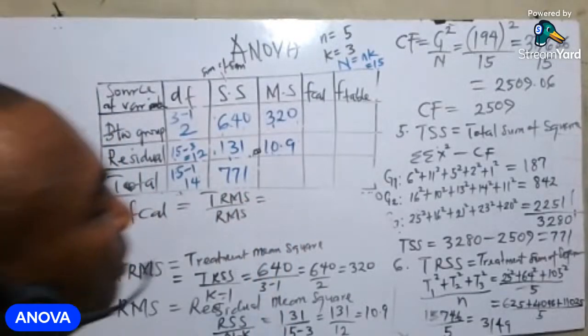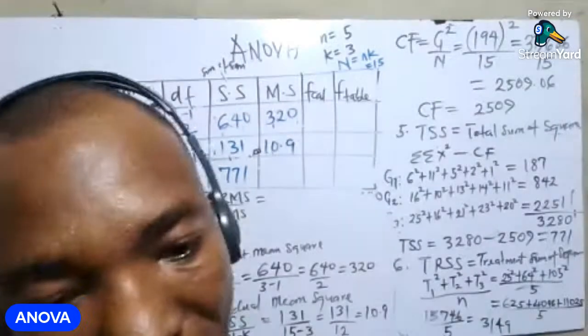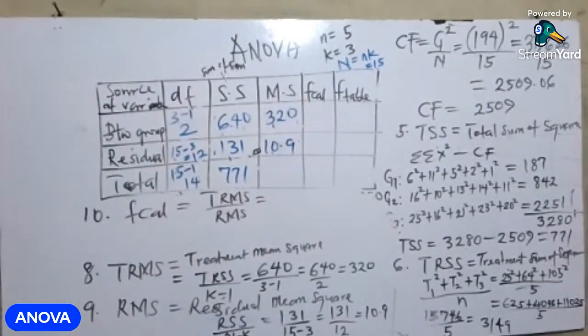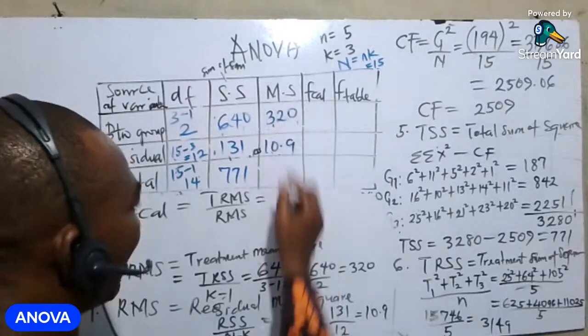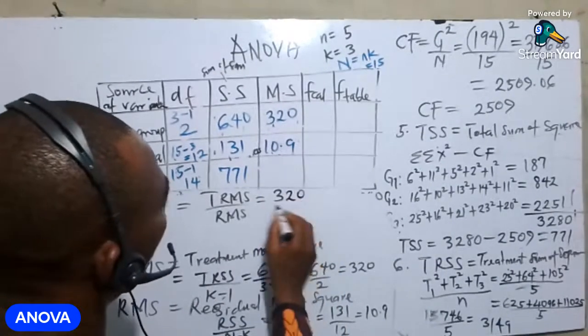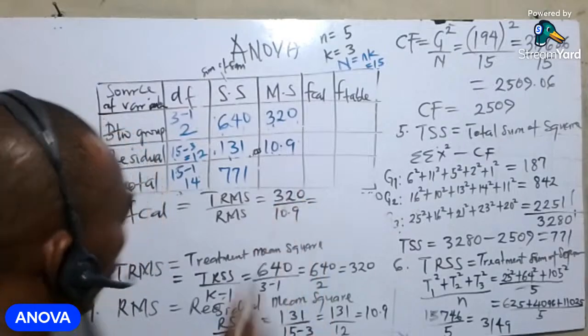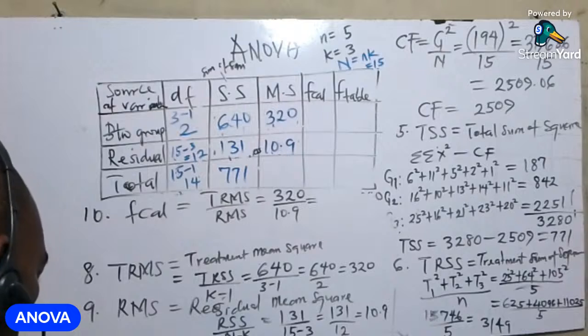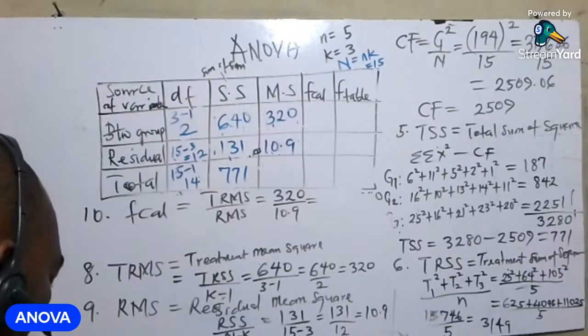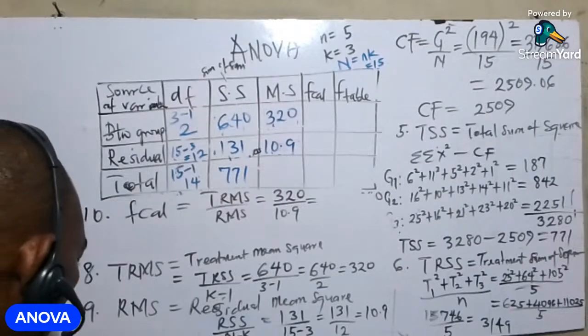So what is your TRMS? I want someone to comment in the comment section. Okay, so our TRMS is what? You still remember that is this. That's why I didn't want to clean the table. 320 divided by 10.9. So that's why I said sometimes once you know the table, it is easier for you to get whatever you want to get. Divided by 10.9.